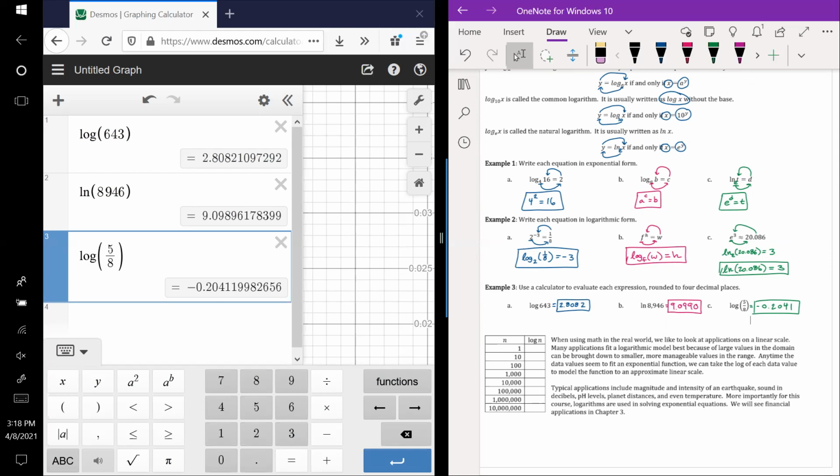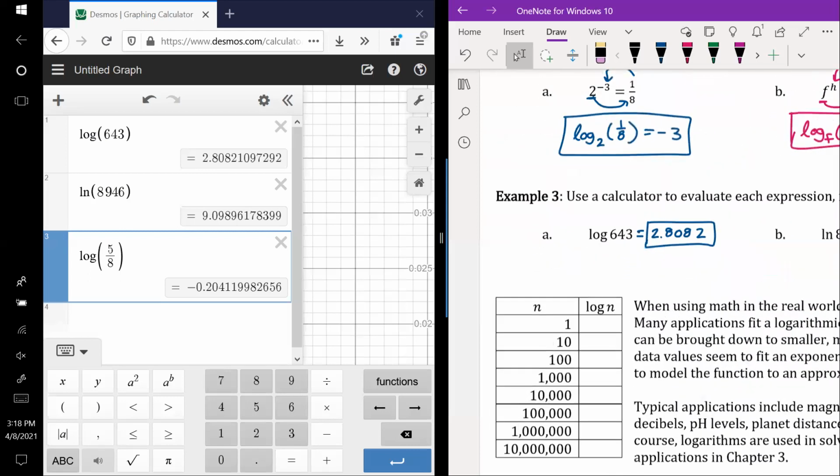Planet distances, even temperature. And of course, we'll use them for business applications too. If you're a millionaire, well, we can find out how to take your amount of money and put it into a smaller format for everybody else to understand. Okay, so they are involved in applications. So all this next chart wants us to do is plug all these numbers into the common log function. And we're going to see why it puts them into a simpler format.